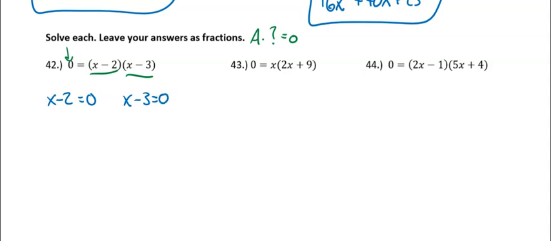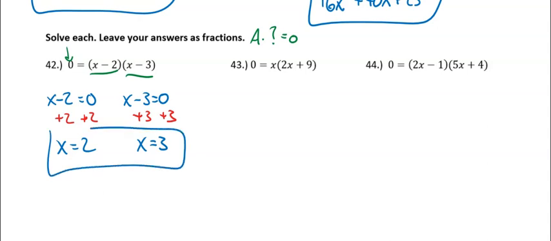So I set each of those equal to 0. Now I just solve the two equations that I have. I add 2 to each side. That gives me x equals 2. Here I add 3 to each side, and I get x equals 3. And that's it. Those are my two answers.